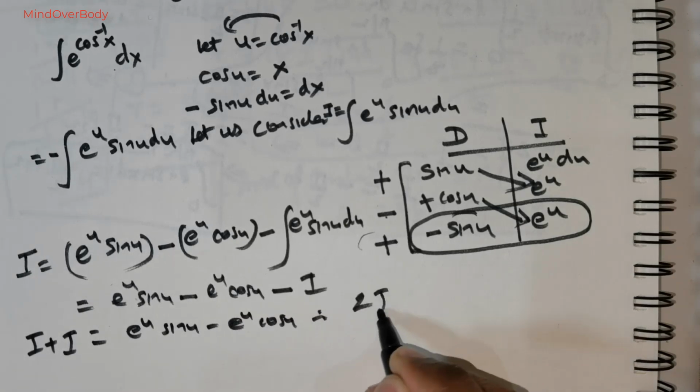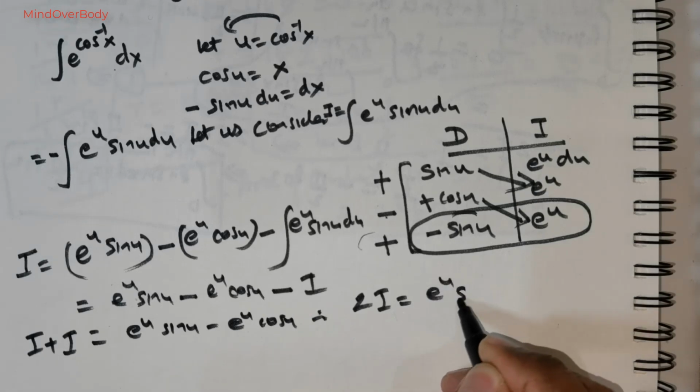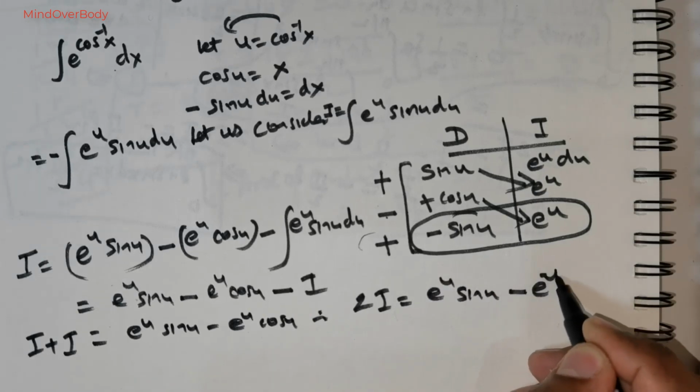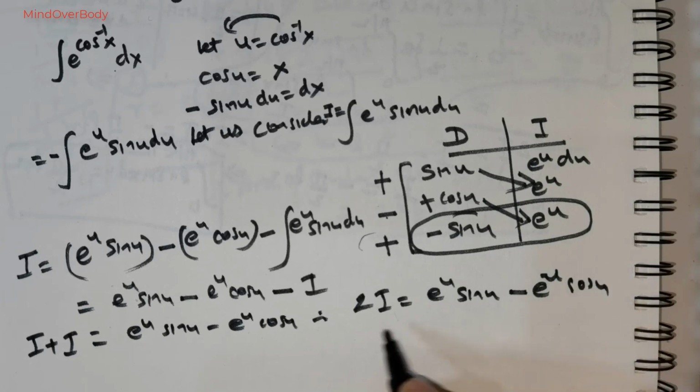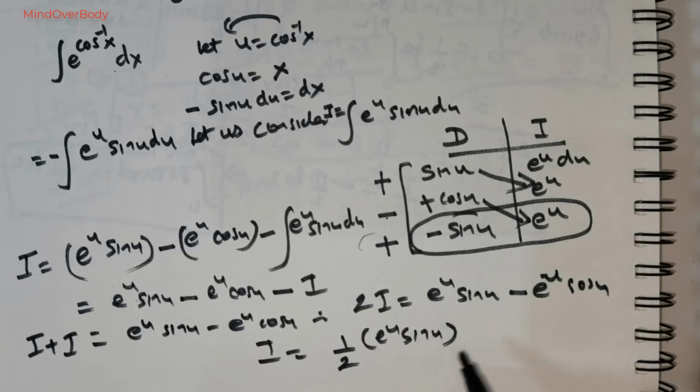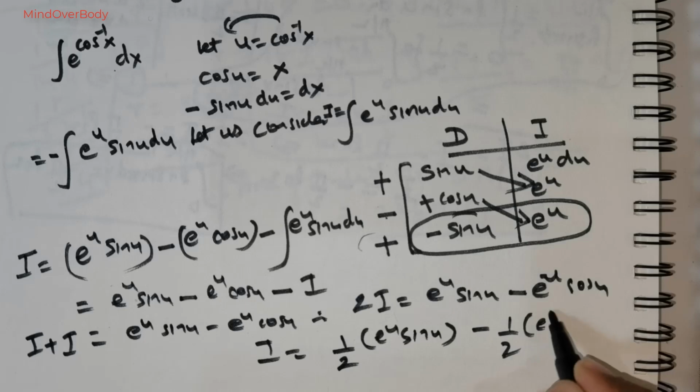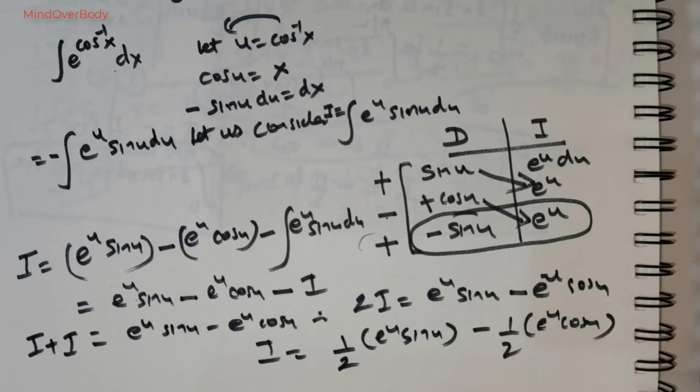Therefore you get 2 times I is equal to e raised to the power of u sine u minus e raised to the power of u cos u. But you need only I, so I is equal to 1 over 2 times e raised to the power of u sine u minus 1 over 2 times e raised to the power of u cos u. So this is what?